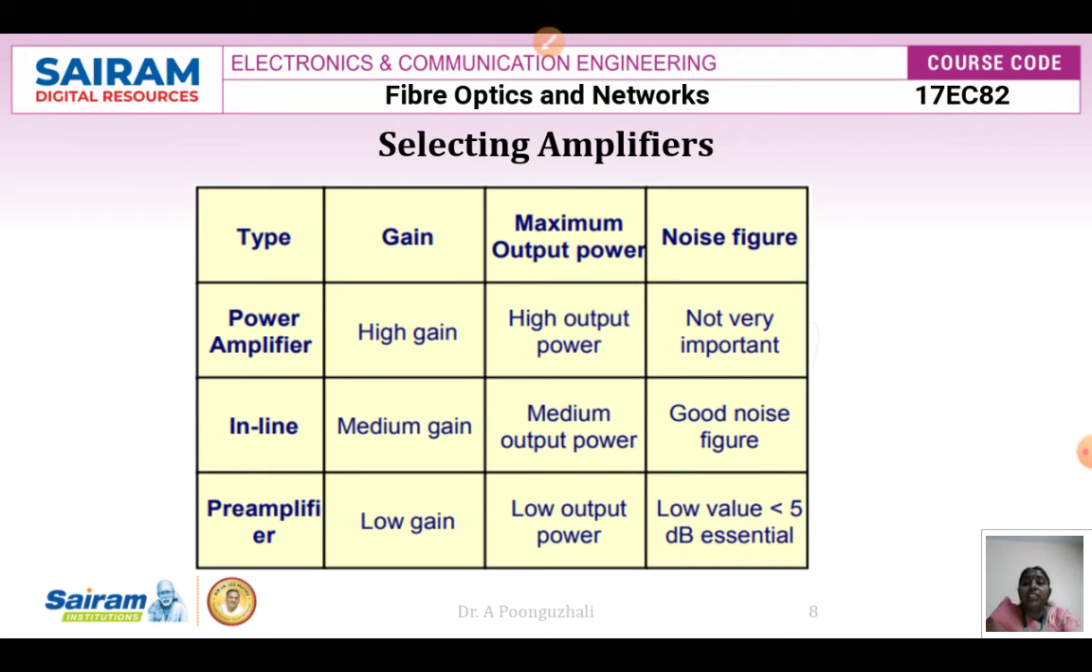When selecting amplifiers, I select based on the requirement. The power amplifier is selected when I want high gain and high output power, but the noise figure is not so important. An inline amplifier is used when I want medium gain, medium output power, but a good noise figure. A preamplifier can have low gain and low output power, but the noise figure should be low, less than 5 dB, which is essential there.